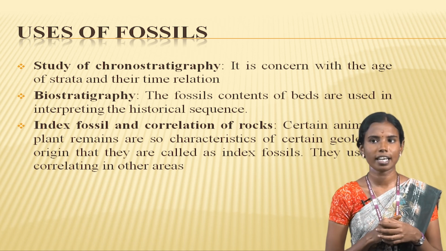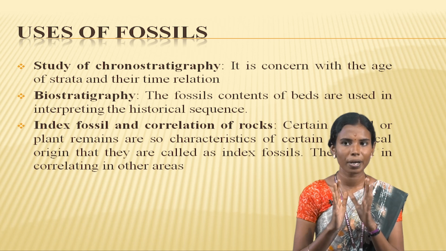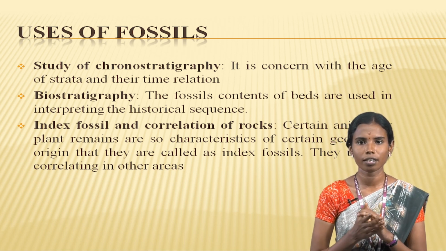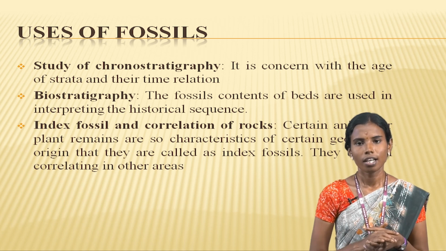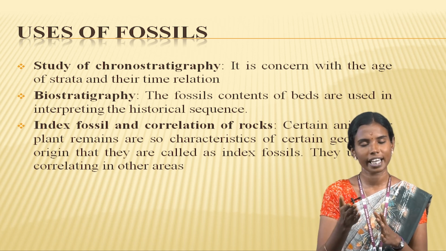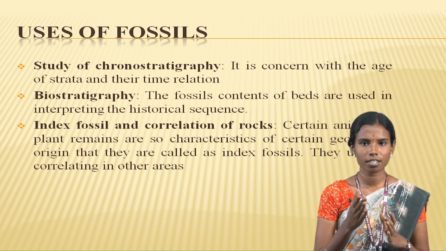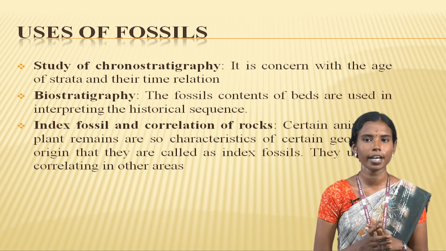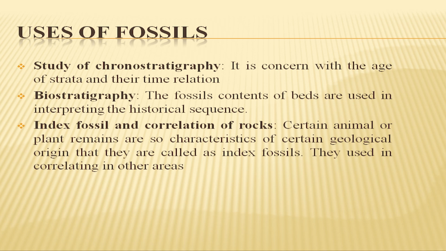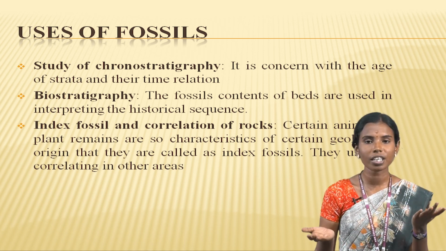Next one is biostratigraphy. The fossil content of the beds is used in interpreting the historical sequence. The best example is the index fossil. By seeing a trilobite itself, we can say that this bed belongs to the Cambrian period, and this is given in the third point, index fossil and correlation of rock. Certain animal or plant remains are so characteristic of a certain geological origin that they are called index fossils. These index fossils are used in correlating two different areas.